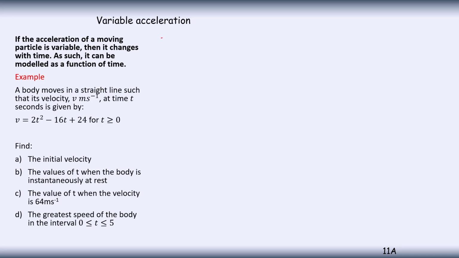Now the initial velocity is given at a time t equals 0. So we've got v is equal to 2t squared minus 16t plus 24. Initial velocity is at t is equal to 0. So v is going to be equal to 2 times 0 squared minus 16 times 0 plus 24. So the initial velocity v is going to be equal to 24 meters per second.